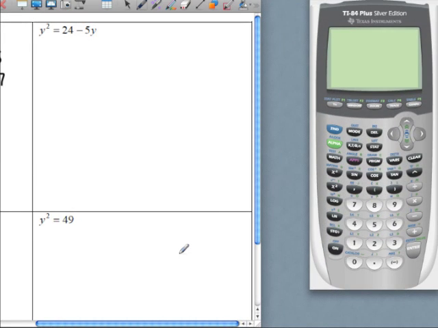So let's take a look at this problem. The equation reads y squared is equal to 24 minus 5y. So this one is not set equal to 0. Now when you go to set this equal to 0, if you're going to use the graphing calculator and the store option, it doesn't really matter how you solve this.